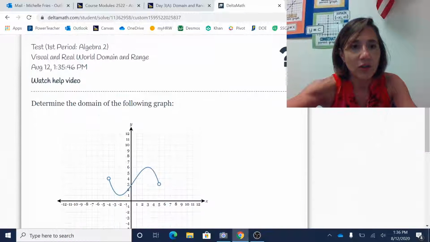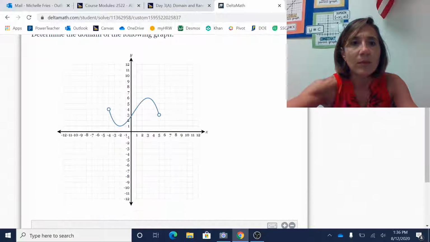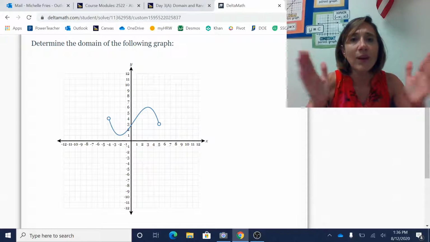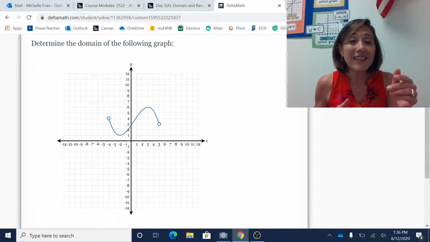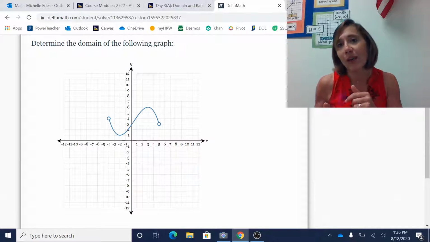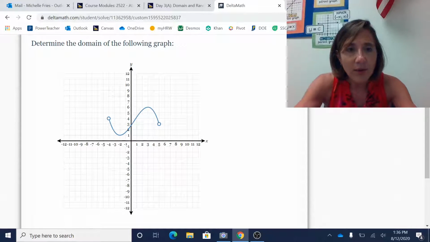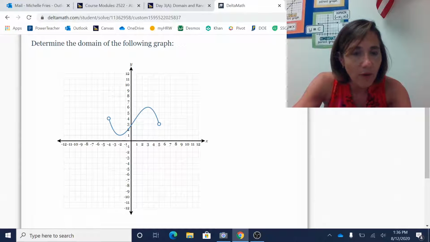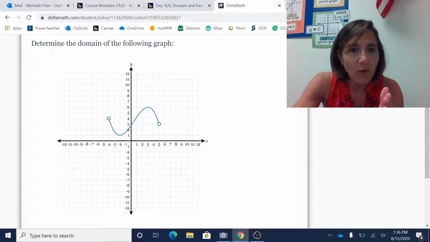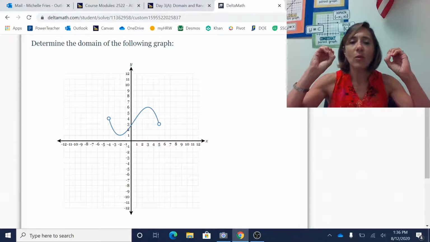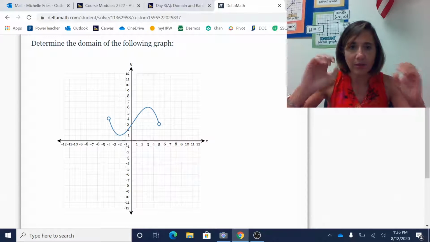So this first question, we want to determine the domain of the following graph. That's how far left and right you go. Feel free to take this graph and put it on your domain and range finder so that you can use the little foldable flaps if that is helpful to you. It's looking to me like it's going over as far left as -4, as far right as +5, but the open circles show me that it's not actually touching those.